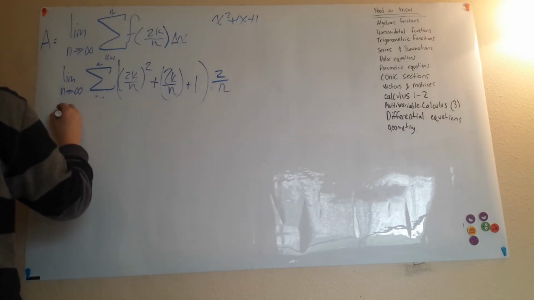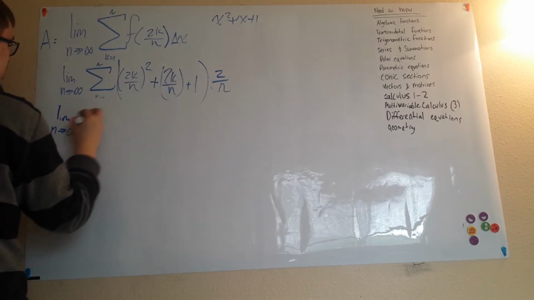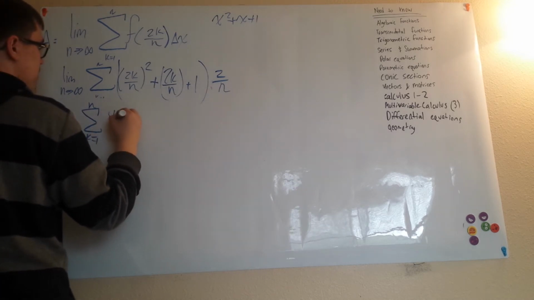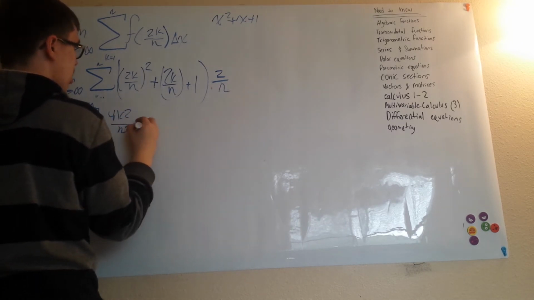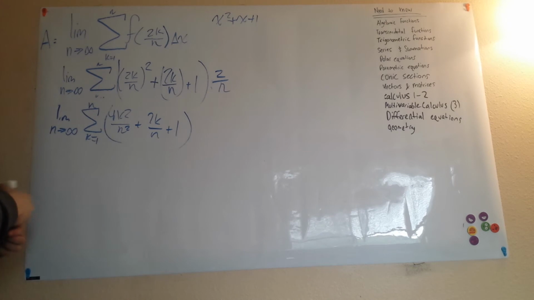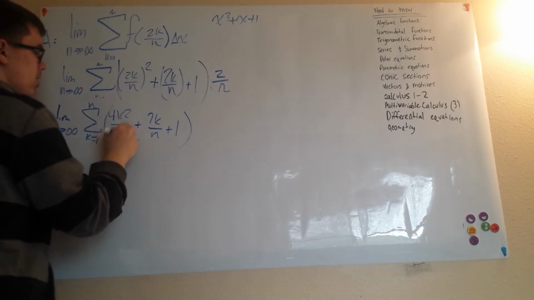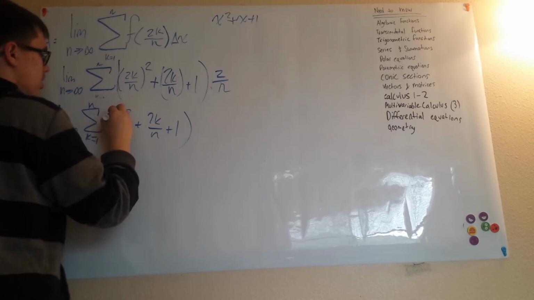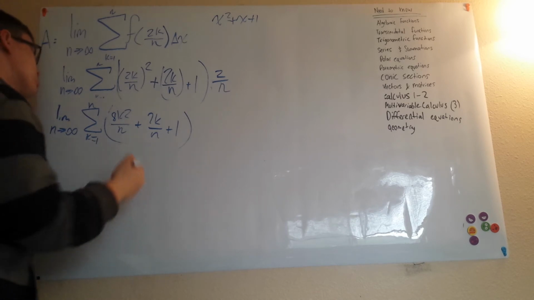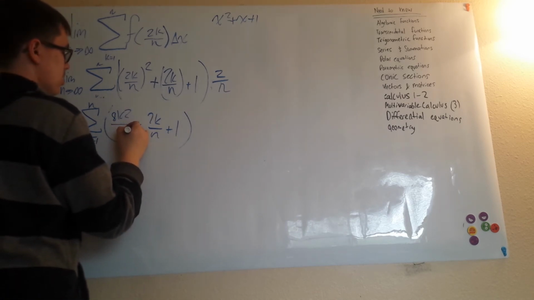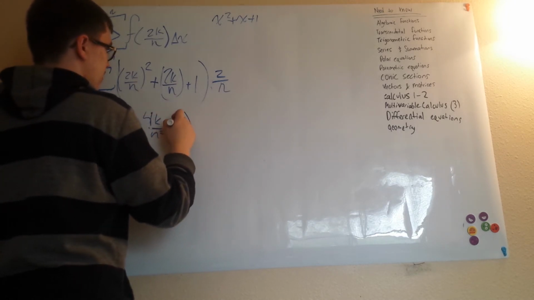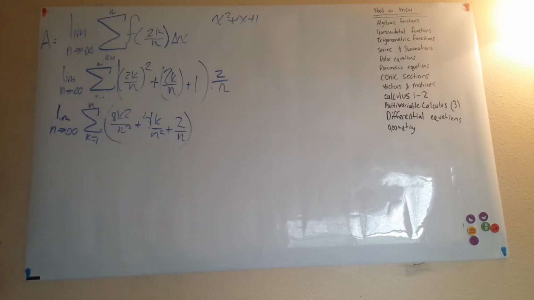Now from here on out, you're going to have to clean this up again. This is the summation from k equals 1 to n. It's going to be 4k squared over n squared plus 2k over n plus 1, times 2 over n. You're going to have to distribute your 2 over n. You don't have to distribute, but I like to do that. That gives 8k squared over n to the third, then a 4k over n squared, and 2 over n. And this is what you have left.